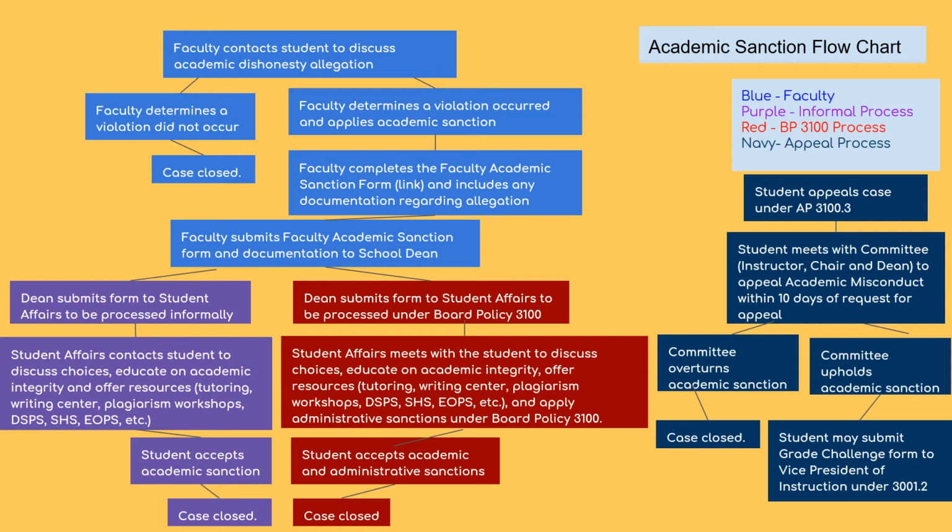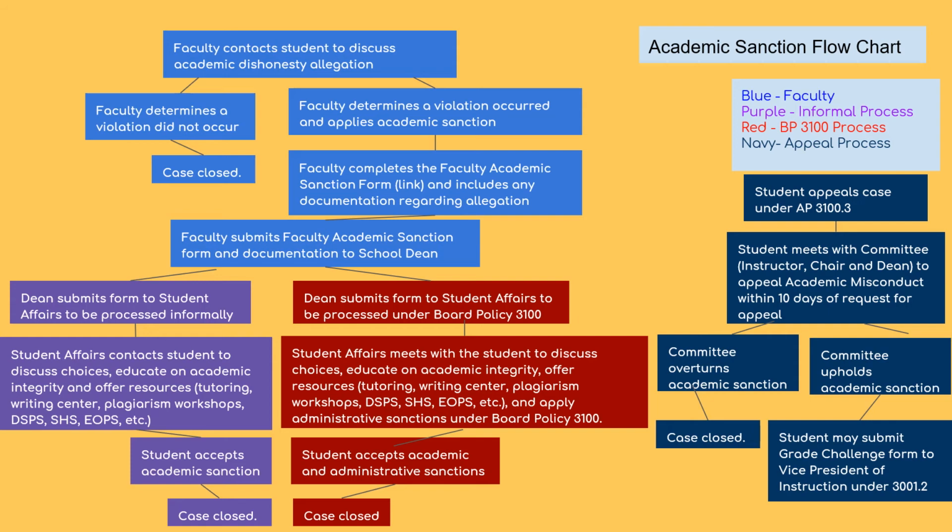If at any time, informally or formally, the student may appeal the case under AP 3100.3. The student will submit a petition requesting an appeal and within 10 days, the student will meet with the committee, which would include the instructor, the chair, and the dean, to review the allegations of academic misconduct. If the committee overturns the academic sanction, the case is closed. If the committee upholds the academic sanction, the case is also closed. However, the student may submit a grade challenge form to the Vice President of Instruction.